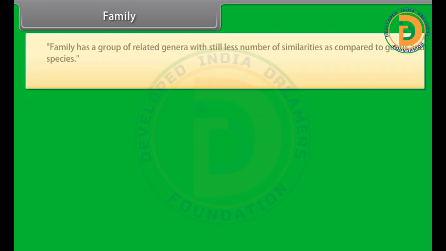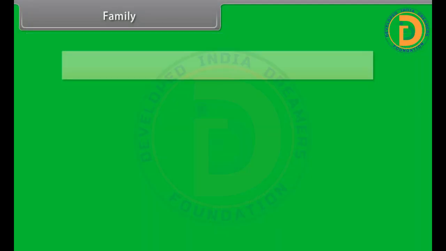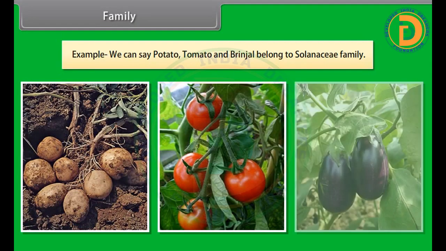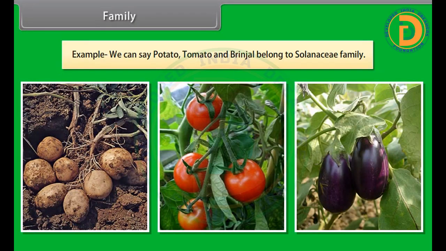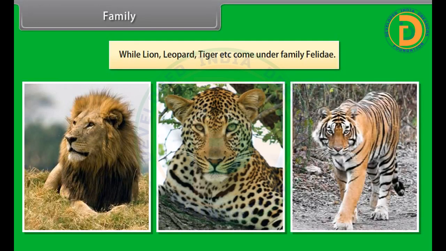Family. A family has a group of related genera with still fewer similarities as compared to genus and species. The term family comes from Latin familia, which means familial. Example: we can say potato, tomato, and brinjal belong to the Solanaceae family, while lion, leopard, tiger, etc. come under family Felidae.